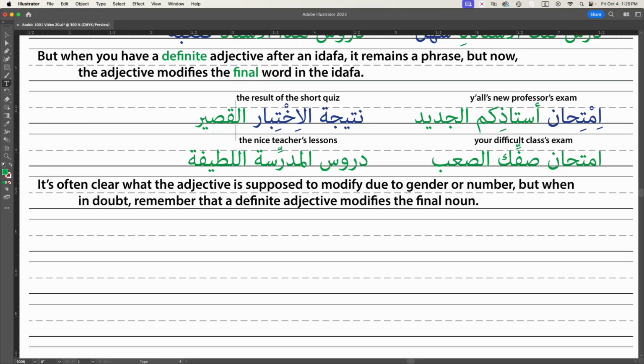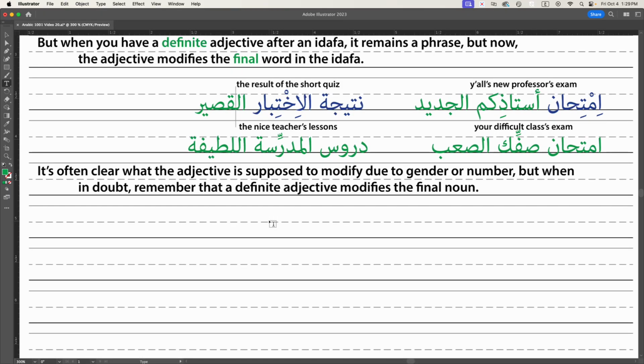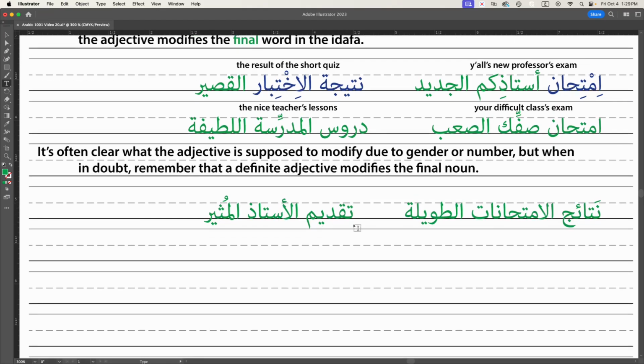So it's often clear what the adjective is supposed to modify due to gender or number. But when in doubt, remember that the rule is that a definite adjective modifies the final noun. So let's take a look at some more examples because that's how we're going to make it clear.